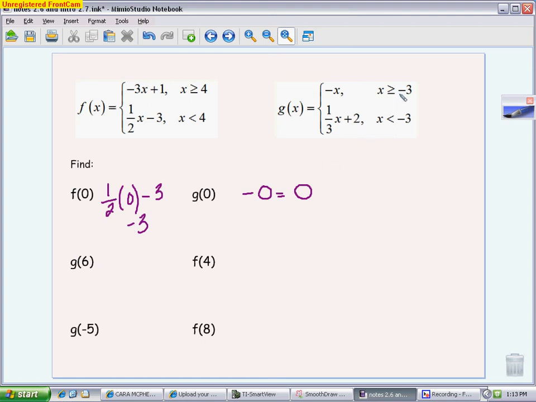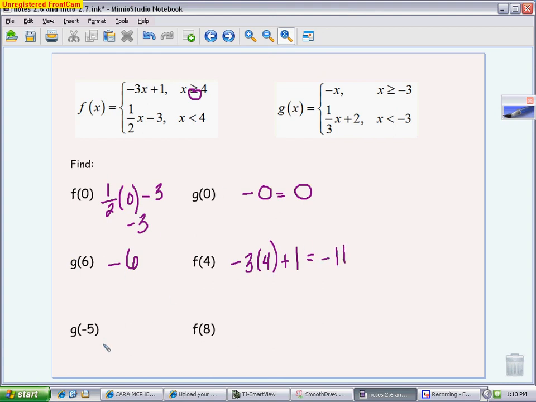For the next choice, g of 6, you're going to the g function over here. 6 is bigger than negative 3, so you're putting it here. And really, you don't need to show any work for this. This is just the opposite of 6, which is negative 6. F of 4, saying I want to go over here. 4 is equal to 4, so you're looking for this or equal to tell you to put it in the top equation. So it's negative 3 times 4 plus 1, which is negative 12 plus 1, which is negative 11.